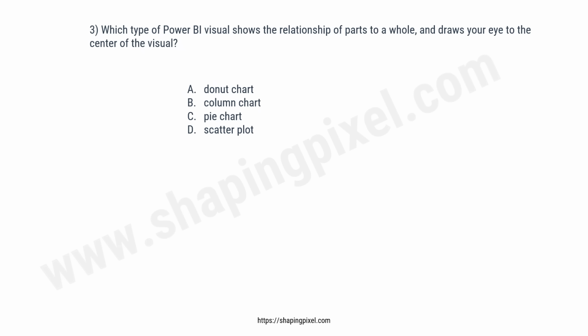Question number 3. Which type of Power BI visual shows the relationship of parts to a whole and draws your eye to the center of the visual? We have four options. Option A, donut chart. Option B, column chart. Option C, pie chart. And option D, scatter plot. The right answer here is option C, pie chart.